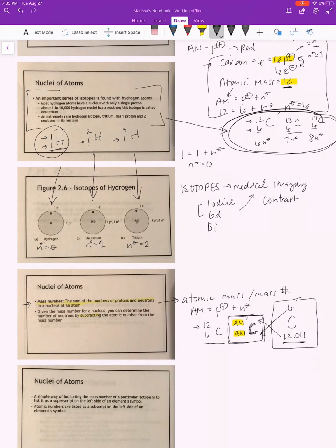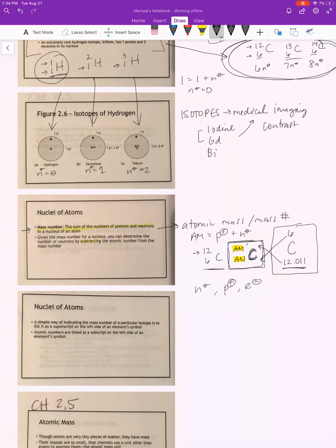So what you want to be able to do is to take any of the elements that we see here, and I want you to be able to determine the number of neutrons, protons, and electrons. Okay, so we're going to do our first skill building exercise here, and we're going to fit it in right here. So get your piece of paper out.